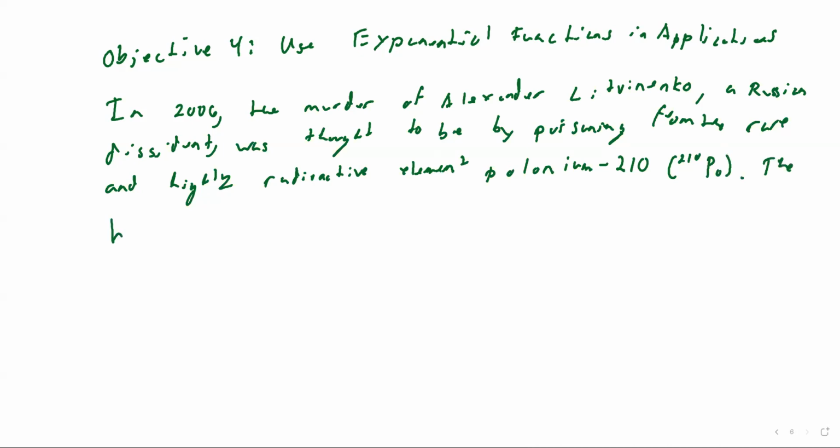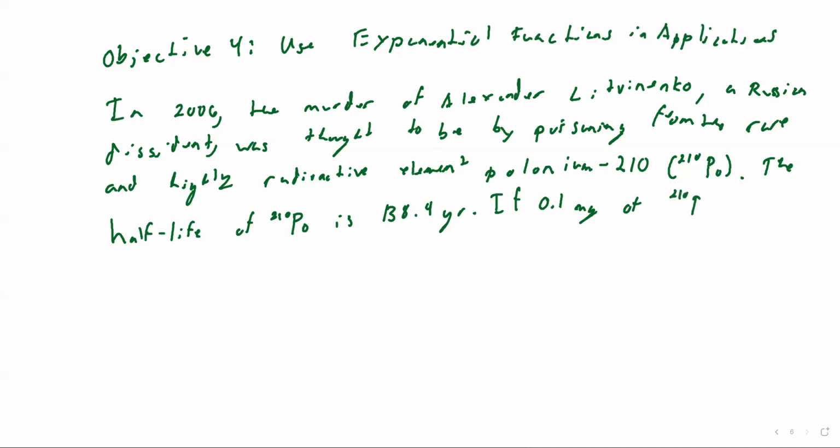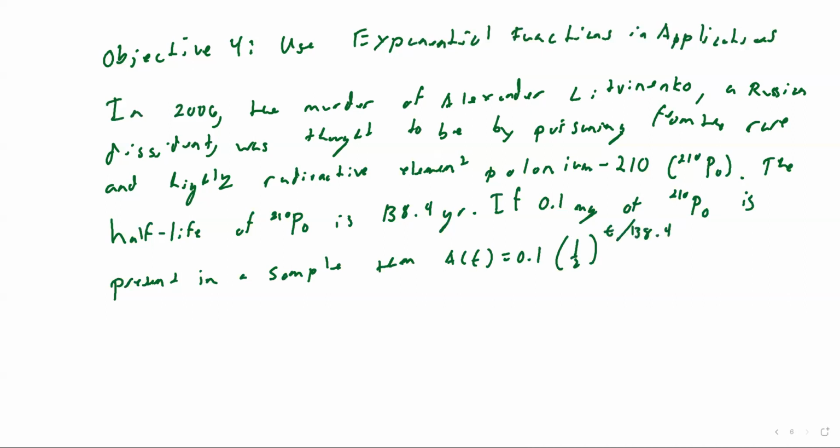The half-life of 210 Po is 138.4 years. If 0.1 milligrams of 210 Po is present in a sample, then the equation is A of t equals 0.1 times 1/2 raised to the t over 138.4, which is really the only information you need. Gives the amount.